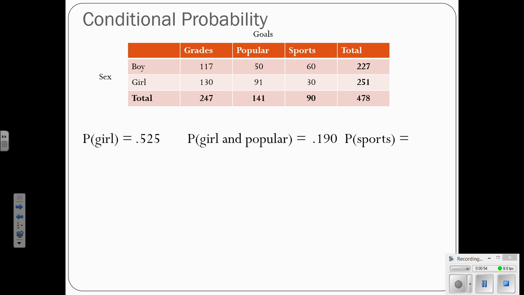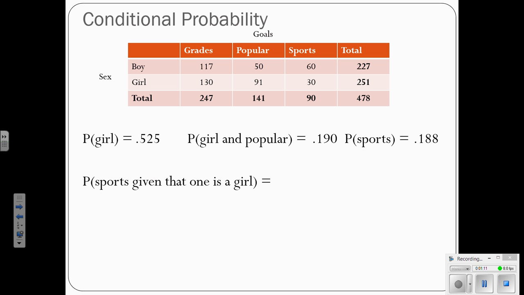Next up, the probability that they are at school for sports. So the probability that somebody's focus is sports in school. At that point, we go to that total for sports and divide by overall total of 478 for a probability of about 0.188. Where conditional starts to change a little bit is all of a sudden we're told something is true before we begin.